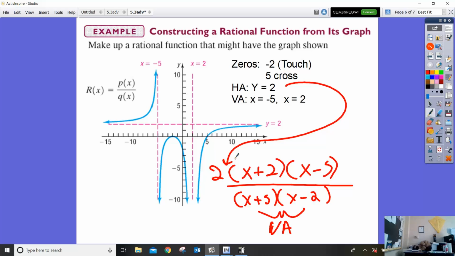And let's see if what we wrote makes sense. We wrote that equation. Does it say that we have vertical asymptotes at -5 and 2? Yeah. Does it say the zeros are -2 and 5? Yeah. Does it say the horizontal asymptote is y equals 2? That's it. That's how you write an equation from a graph, kids. That is it.